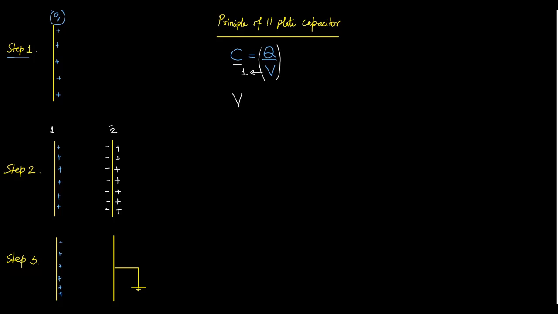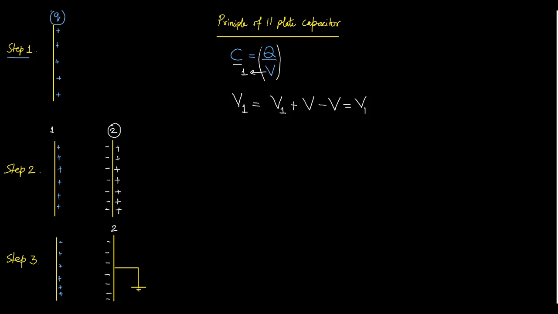Now when the second plate is brought nearer to it, what happens? The potential of the first plate, V1, will be increased because of the positive charge, and it will also decrease by the same amount because of the negative charge. So overall there is no change in the potential difference between plate 1 and 2. It is the same, so capacitance will remain the same.